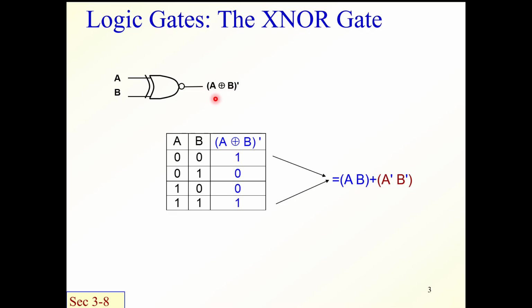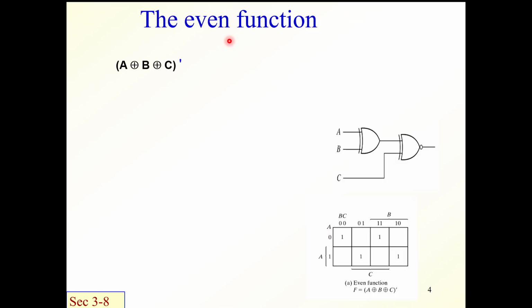Now the exclusive NOR gate is an exclusive OR with an inverter at the end. So it is equal to this at the output. A exclusive OR B, and then there is this complement. This here results in this. It's A B, ORed with A bar B bar. Okay, which are the minterms 0 and 3. It is the complement of the exclusive OR. It is called the even function.